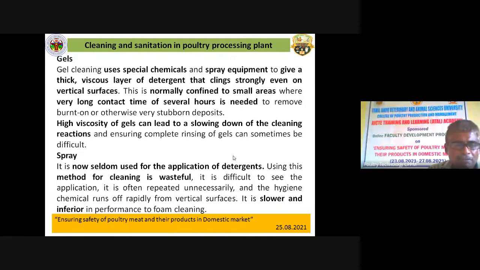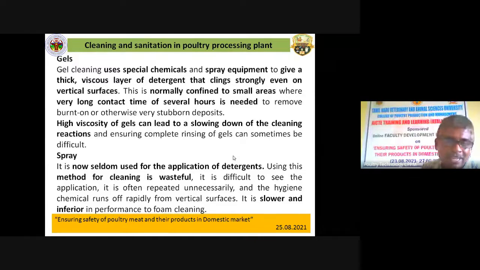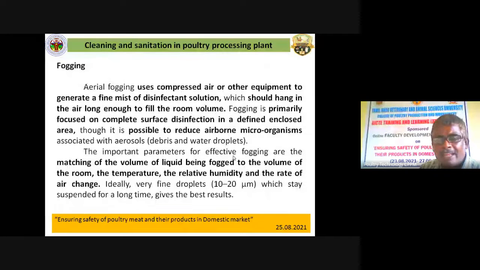Then another way of applying this disinfectant or cleaning agent is spraying, and it is seldom used currently. This is a wasteful process. It often makes the food plant operators clean the area again. It is slower and inferior in performance to foam cleaning, because if you apply the spray over the vertical surface of equipment, the chemicals will leach out through the water, so it won't bring about efficient cleaning of the surface.